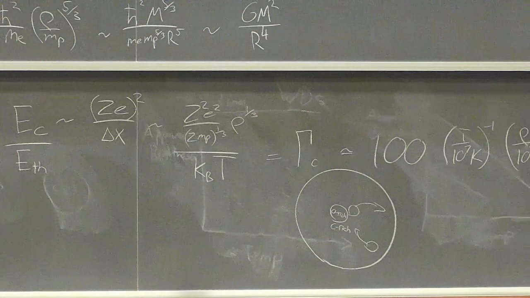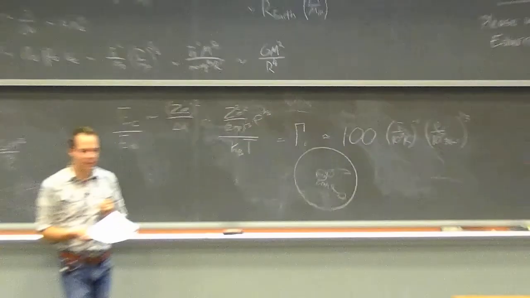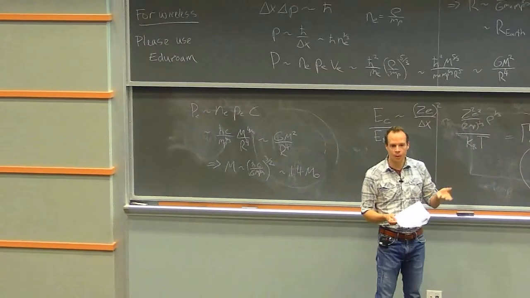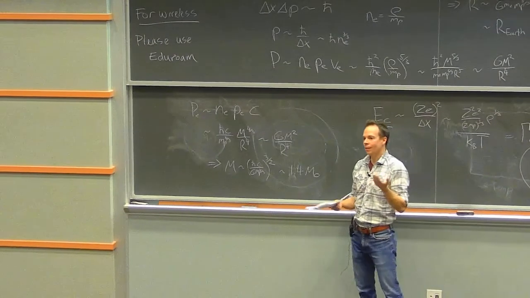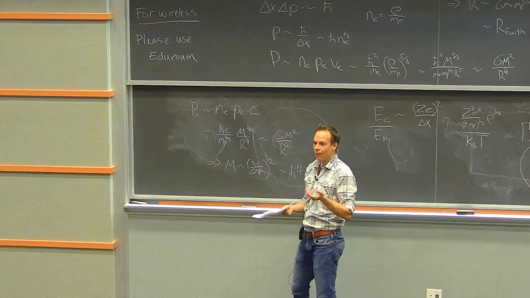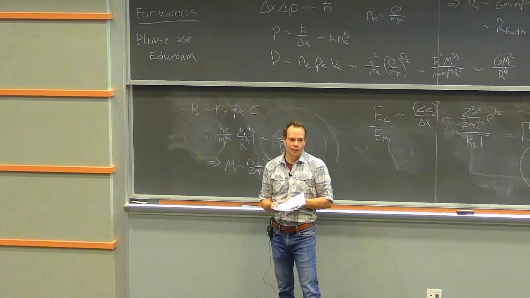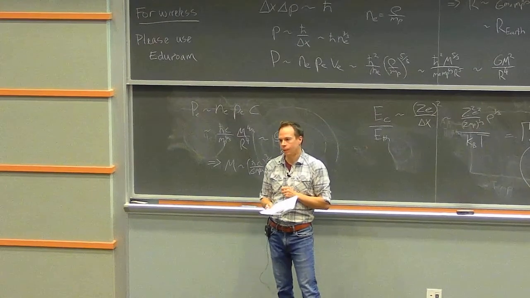The problem is they're really dim, right? They're about 100th the size of other stars, but with similar temperatures. So their luminosity is about 10,000 times less, or 1,000 times less. So we can't see them very far.